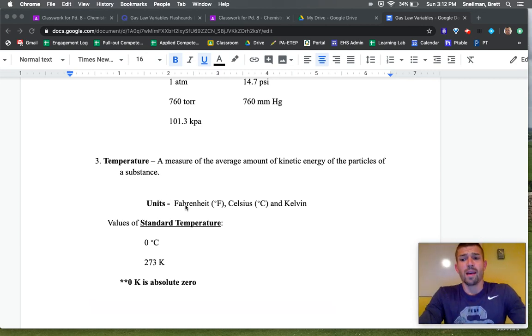Our units. In the United States, we use Fahrenheit. Why? I don't know, because we're weird, and it doesn't make any sense. What temperature does water freeze at in Fahrenheit? 32. What temperature does it boil at? 212. Odd numbers. For Celsius, it's 0 and 100. It makes sense. And then we've got this new guy, Kelvin, okay?